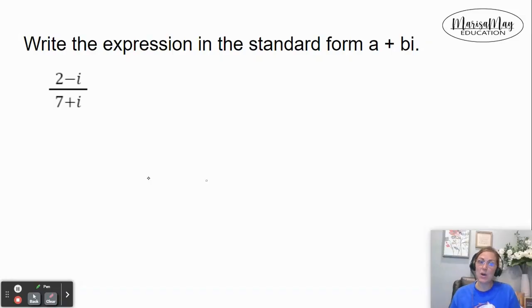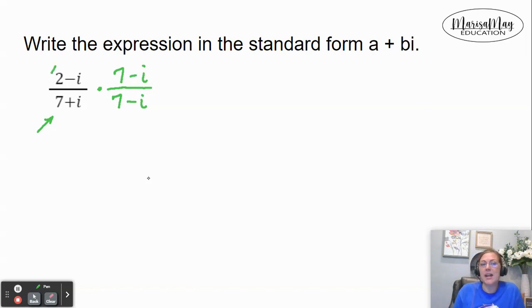My name is Dr. Marissa May. In this video, we're going to be simplifying the expression 2i divided by 7 plus i. When we have complex numbers such as this with division, we're going to look at the bottom of the fraction first because we're going to multiply the top and the bottom of this fraction by the conjugate. Now, that's a big fancy word that means we're going to leave the terms in the expression, but we're going to change the sign. So it's a plus, we're going to change it to a minus. And now we're going to multiply.